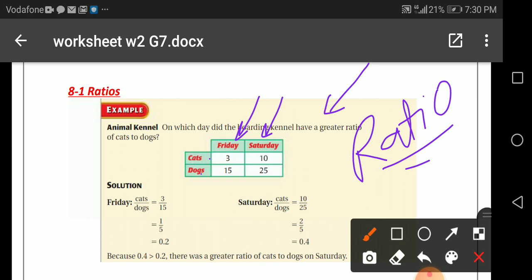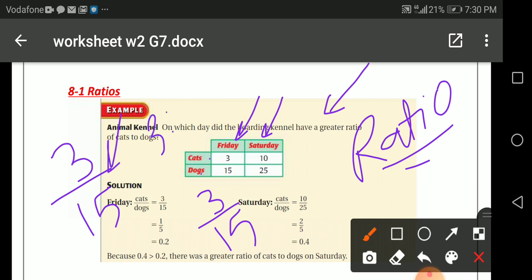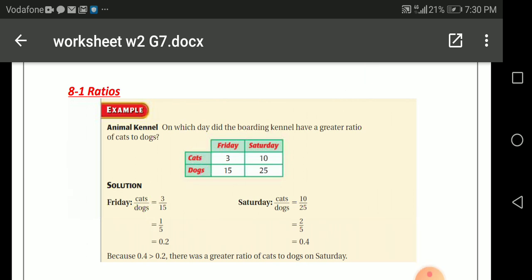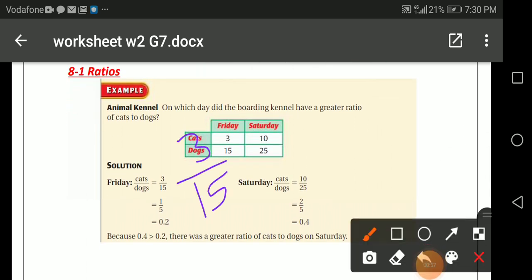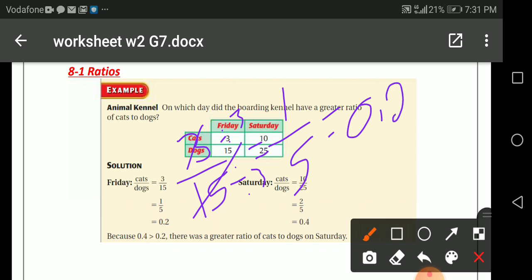So the first day, Friday, it's 3 to 15. The ratio, as I told you before, is written like this: 3 over 15 as a fraction, or I can say 3 to 15. I leave it like that, or I simplify, which means divided by the same number. Divided by 3, divided by 3 gives you 1 over 5, which gives you 0.2. This is for Friday.